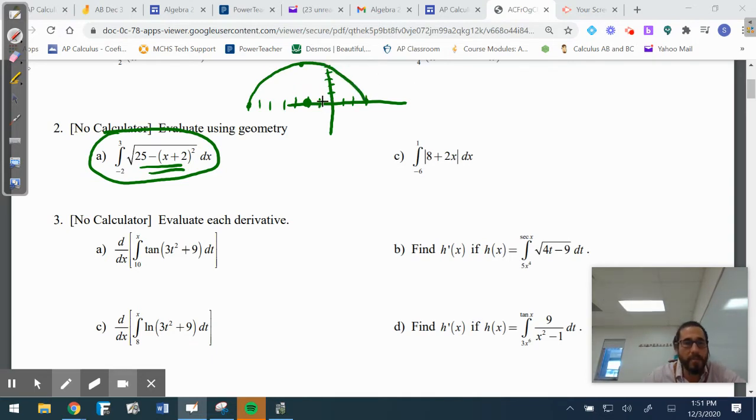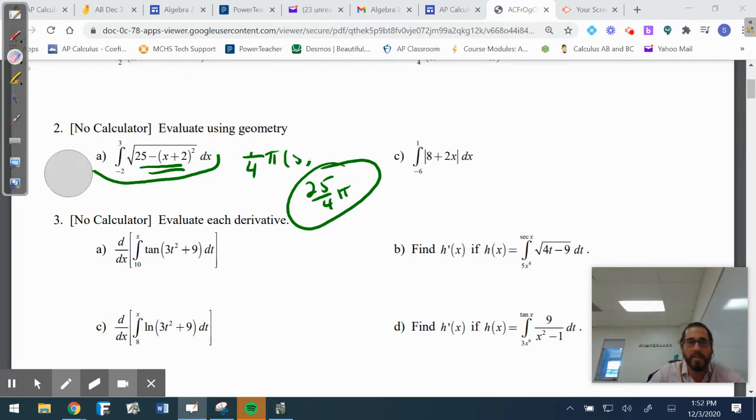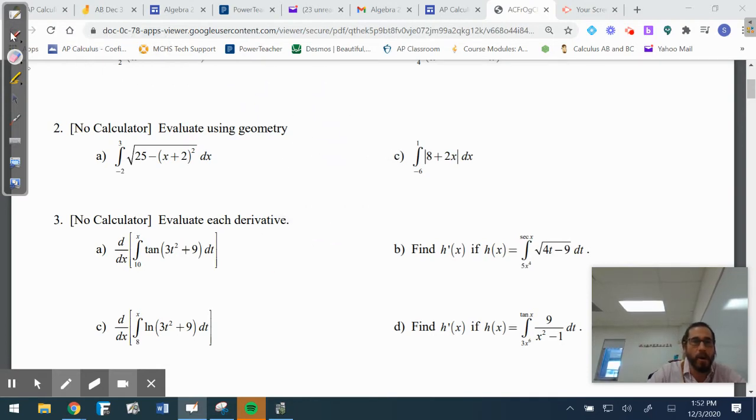We're going to go from -2 to 3. Oh, sweet. That is just a quarter of a circle with a radius of 5. Oh, nice and easy. I can do that, guy. That's 25 over 4 pi. Boom. Done. Hit pause if I'm going too fast. All right, here we go. Next one.